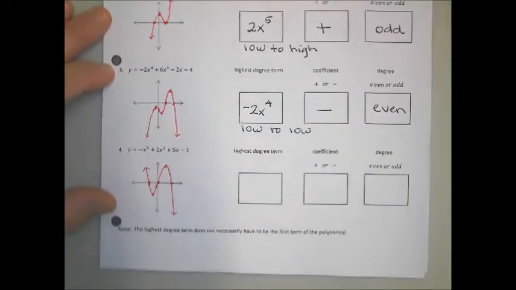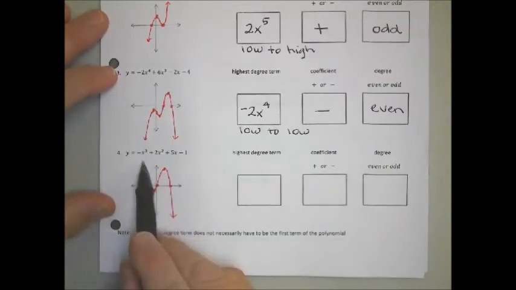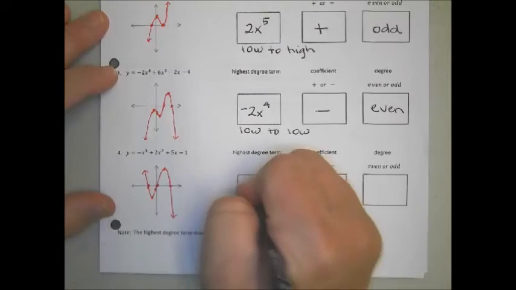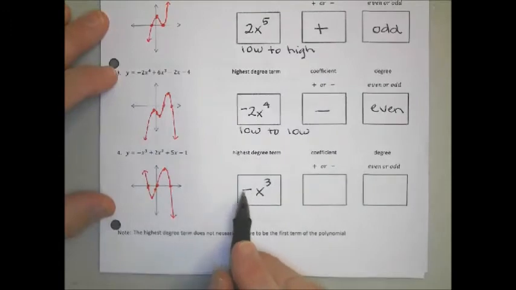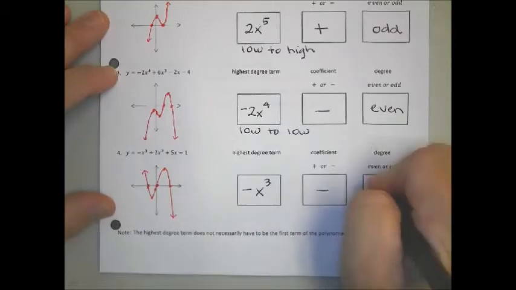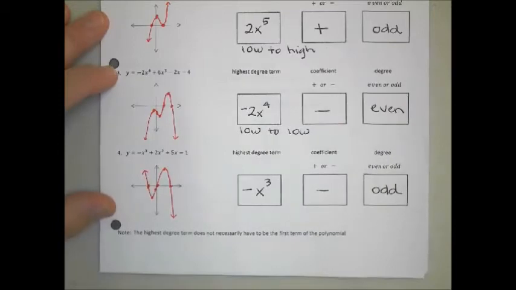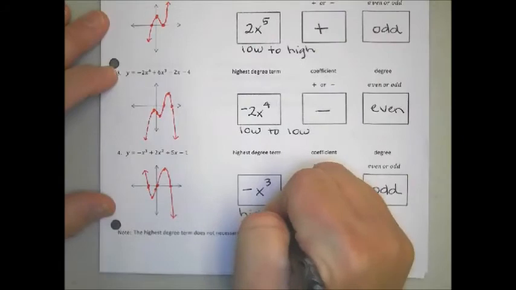And then the last one on this page, here's the graph. Negative x to the third power plus 2x squared plus 5x minus 1. Again, a four-term polynomial. The highest degree term is negative x cubed, which means the leading coefficient is negative 1, so it's negative, but the exponent is an odd exponent. So its behavior is it starts high, but it ends low. So we call that high to low.